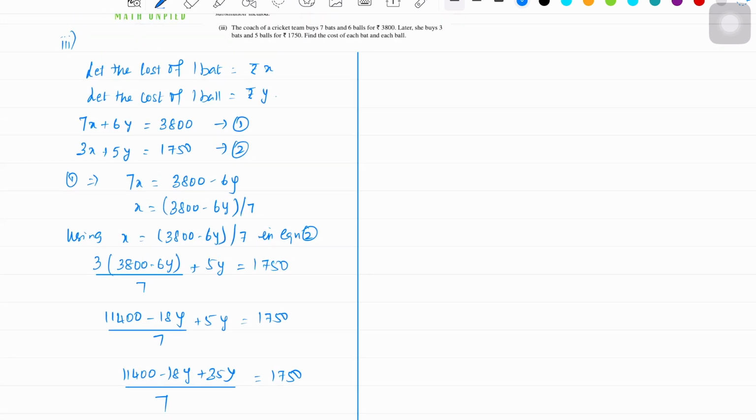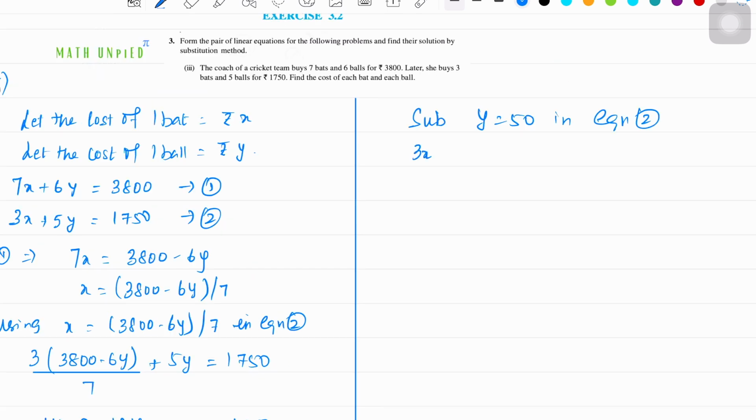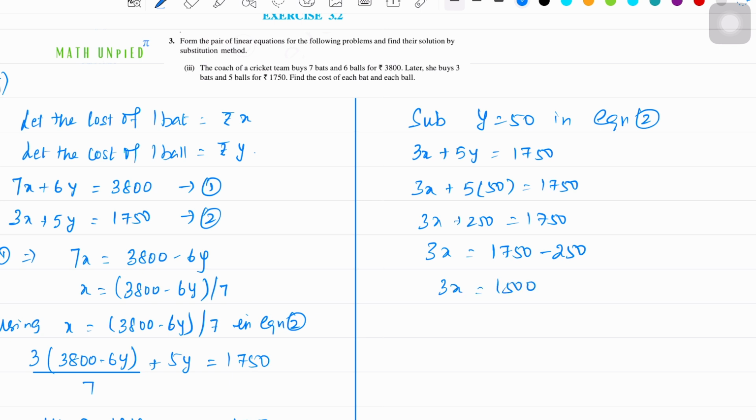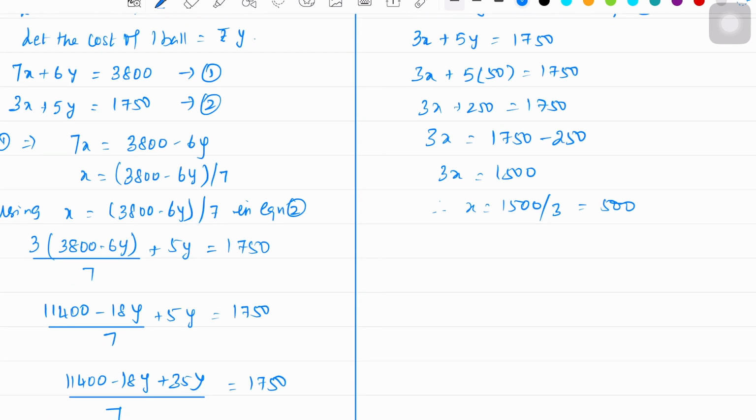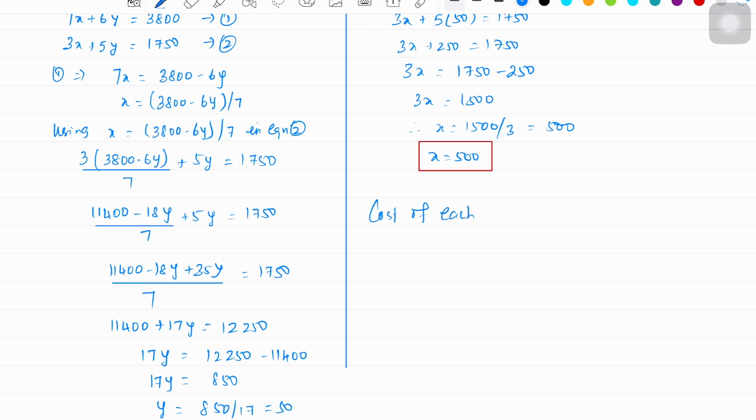So we are going to use y equals 50 in one of the equations and find the value of x. Now substitute y equals 50 in equation 2. 3x plus 5y equals 1750, or 3x plus 5 times 50 equals 1750. 3x plus 250 equals 1750. 3x equals 1750 minus 250, or 3x equals 1500. Therefore x equals 1500 over 3, which is equal to 500. So we have found out x equals 500. This is the second value. From this we can write cost of each bat equals rupees 500, and cost of each ball equals rupees 50. So this is the answer.